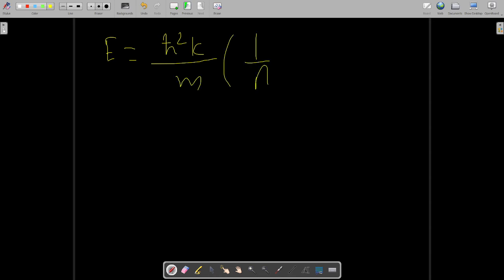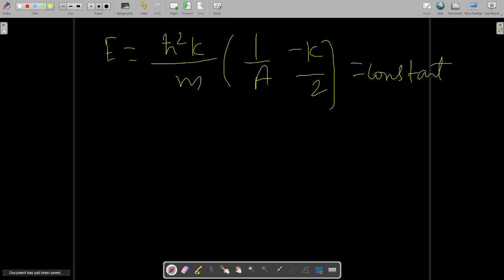So what will the e value be equal to? The e value will be equal to h cut square k divided by m, multiplied by 1 upon a minus k by 2, which is equal to a constant, because there is no x term in it. We have already eliminated the x by taking its value equal to a.